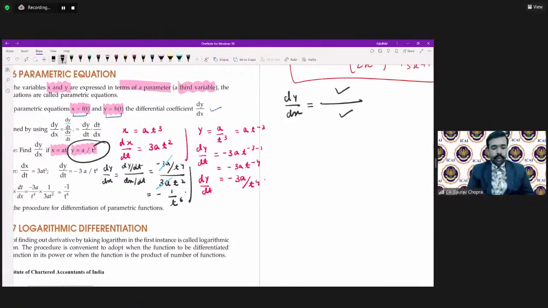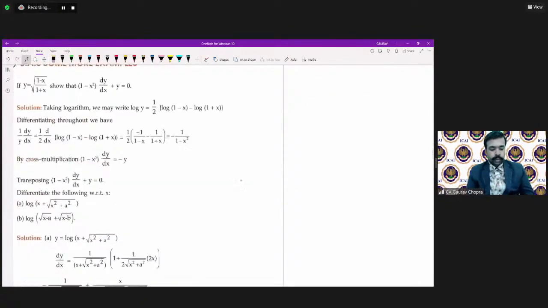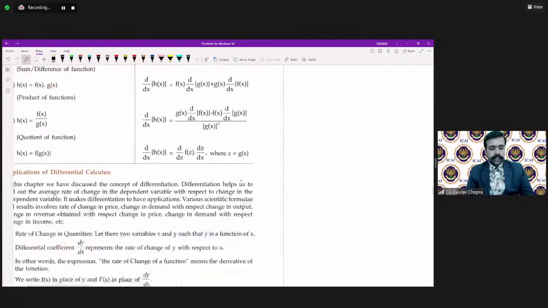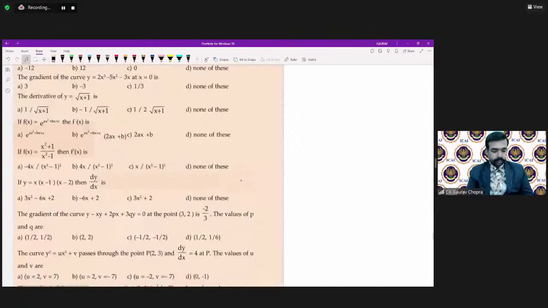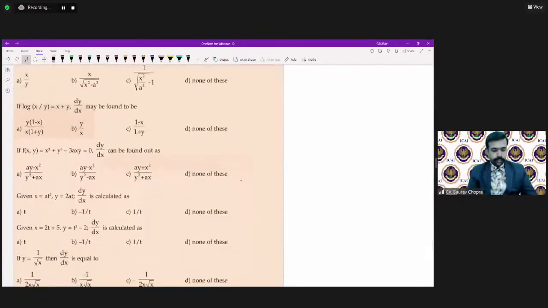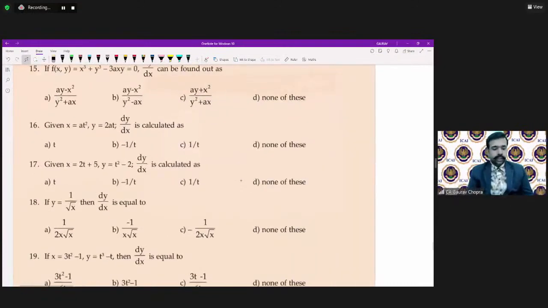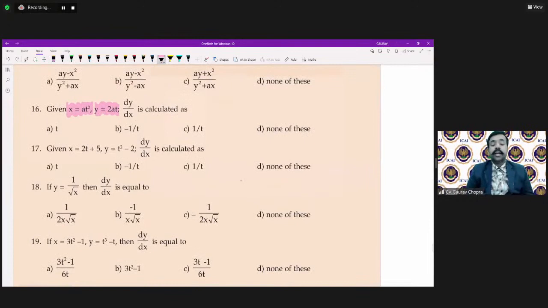So let me take one more example of this kind so that it will be easy for you. I'm taking one question from the exercise based on this so that you can understand it very easily. Yes, this one is question number 16. Given x is equal to at square and y is equal to 2at. These are the two equations and we have to find dy by dx.